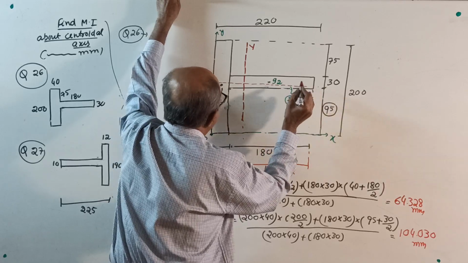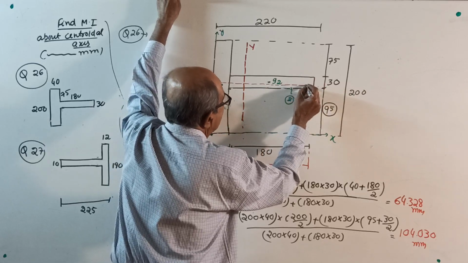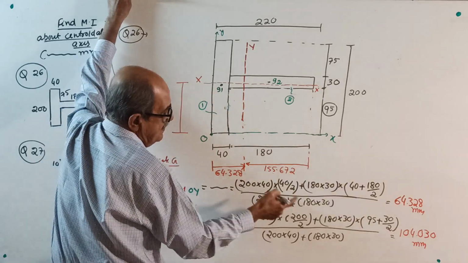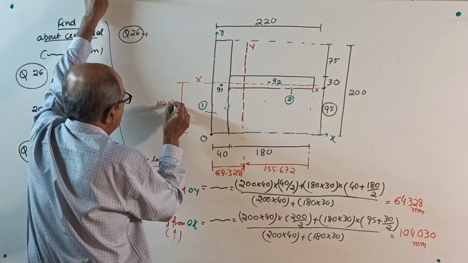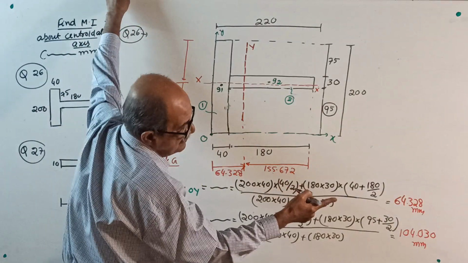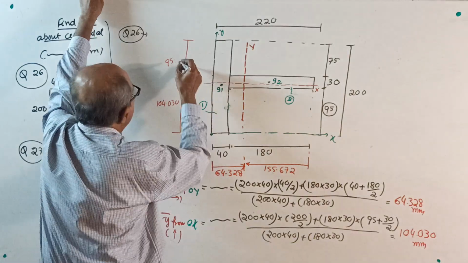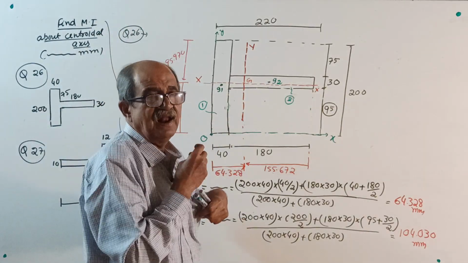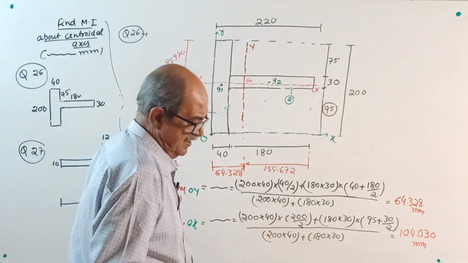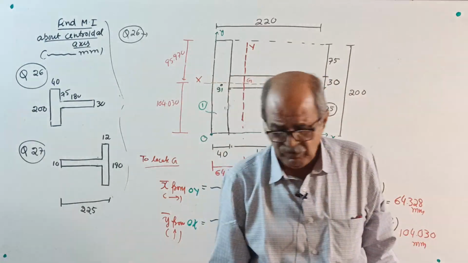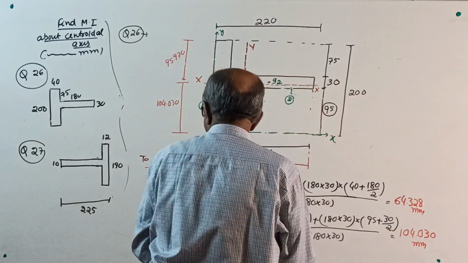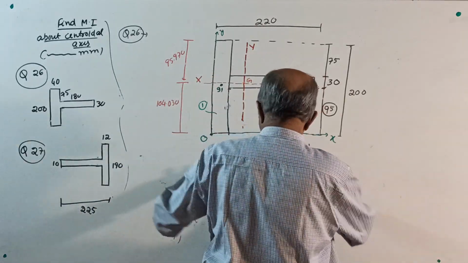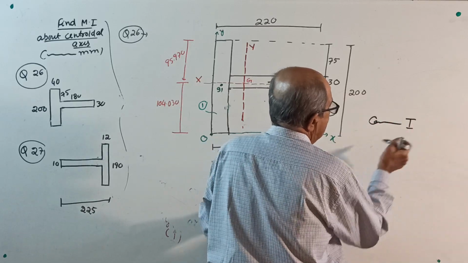This little, sorry, out of scale. When I go there, this is your xx axis. Then the distance from here to xx, in red color, is 104.030. So from the top extreme edge, I already calculated, it is 95.970. This is centroid G for the entire cross section. Same question we solved earlier also, but at that time this distance was not 75. Sometimes I take the same question, sometimes I take a separate question. Now, x bar, y bar I will remove. Now correctly calculate moment of inertia. Start. As usual, right below, anywhere, calculation of moment of inertia I about xx and yy.